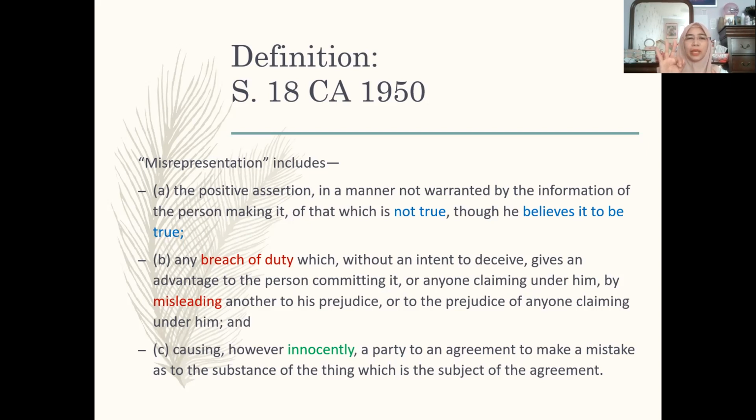There are three clauses here, A, B, C. These are some of the circumstances in which misrepresentation might occur. The first one: misrepresentation includes the positive assertion, in a manner not warranted by the information of the person making it, by the maker of the statement, of that which is not true. Meaning here the information is not true, though he believed it to be true. So the maker of the statement believed the information that he said is true.